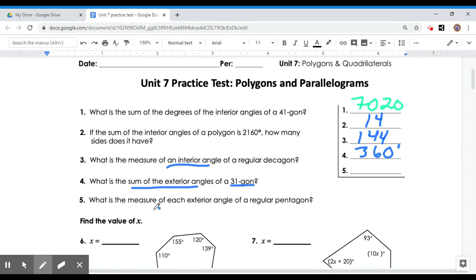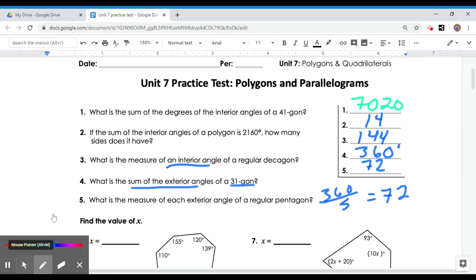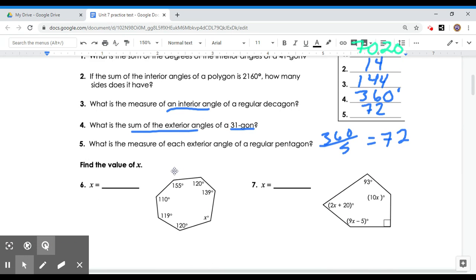Number 5, what's the measure of each exterior angle? So for this, you need to do 360 divided by whatever this is. So this is a regular pentagon, so a pentagon's 5. So it's 360 divided by 5. So 72. So these types of questions, you need to read them very carefully, use the formulas, and you should be okay with those. Just make sure, again, you're reading super carefully. Make sure you're answering the correct question.